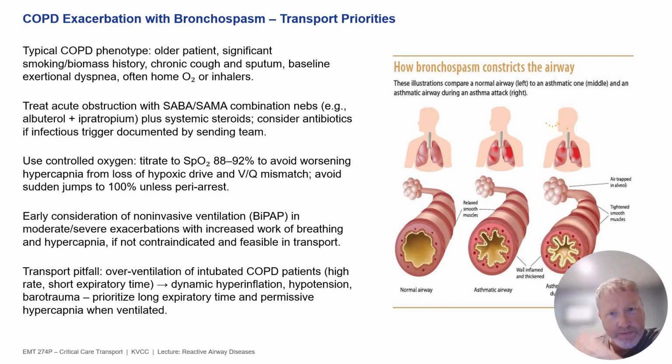The reason for that is ipratropium, so Atrovent, is particularly effective because the parasympathetic tone is a bigger driver of bronchospasm in COPD than in asthma, which is why we typically don't give asthmatics Duoneb, we just give them albuterol.